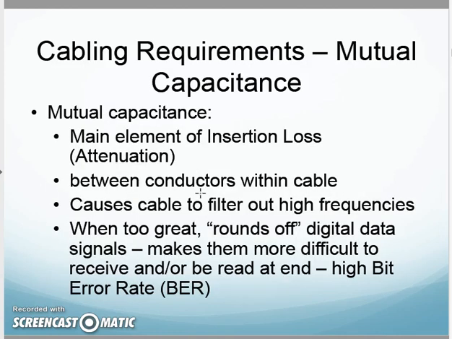The next one they talk about is mutual capacitance. Okay, this is one of the main elements of insertion loss or attenuation. This occurs between your conductors inside the cable. It tends to filter out higher frequencies, and when that happens, it tends to round off our signal. We're supposed to have nice square waves, if you will, an on and an off, or 1 and a 0. When we have too much capacitance, this rounds it off, and the other end has trouble reading it, so you get more errors, or a higher bit error rate is what they call it.